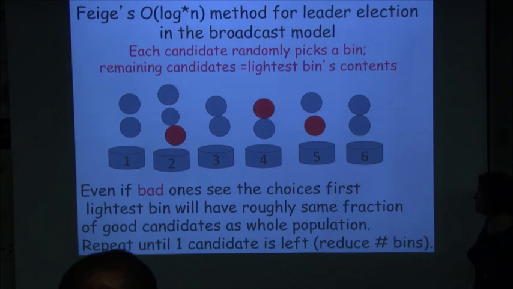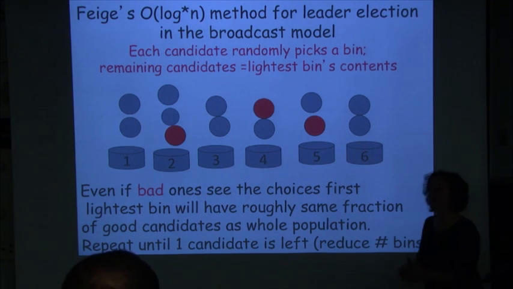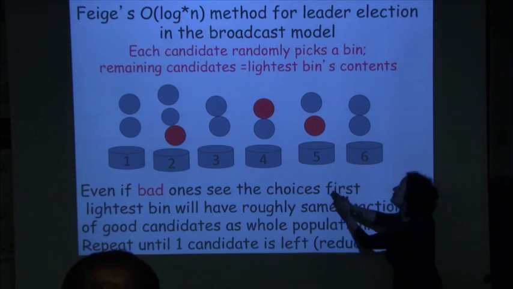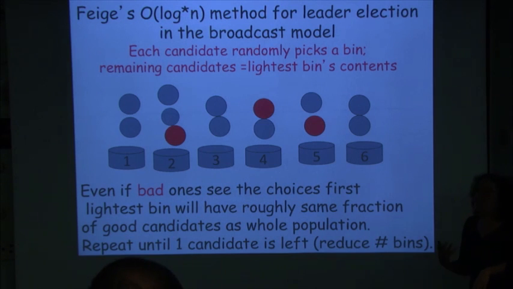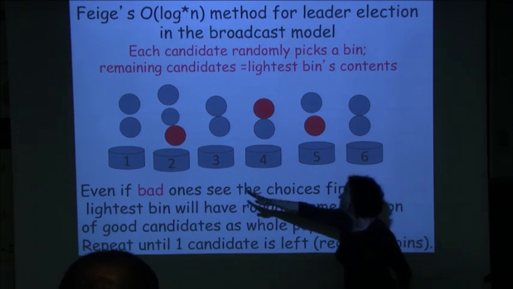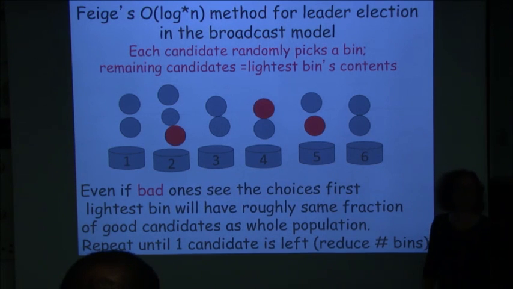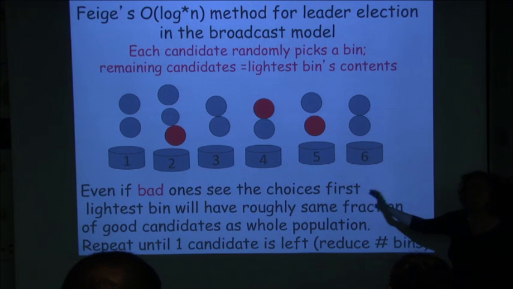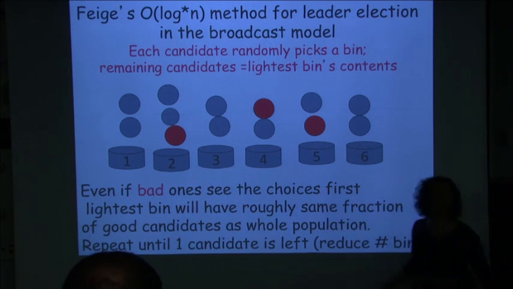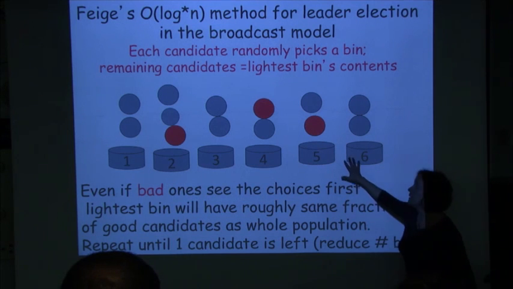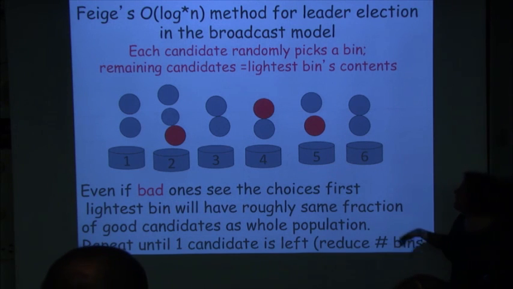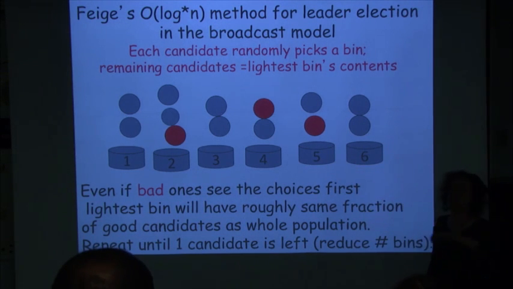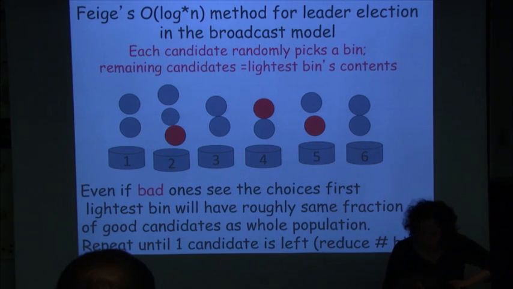This way you could really eliminate a lot of candidates, depending on how many bins you have. What's wonderful about this is that it permits a rushing adversary, meaning that the bad guys can see all the bits and then pick any bin they like. But what can the bad guys do? The good guys have randomly distributed themselves across the bins. If the bad guys target a bin, they're just going to overweight it. So there's nothing they can do other than evenly distribute themselves. That's why the fraction of bad guys promoted to the next round is relatively the same as before. It's really clever and very simple to describe, and it's really fun.